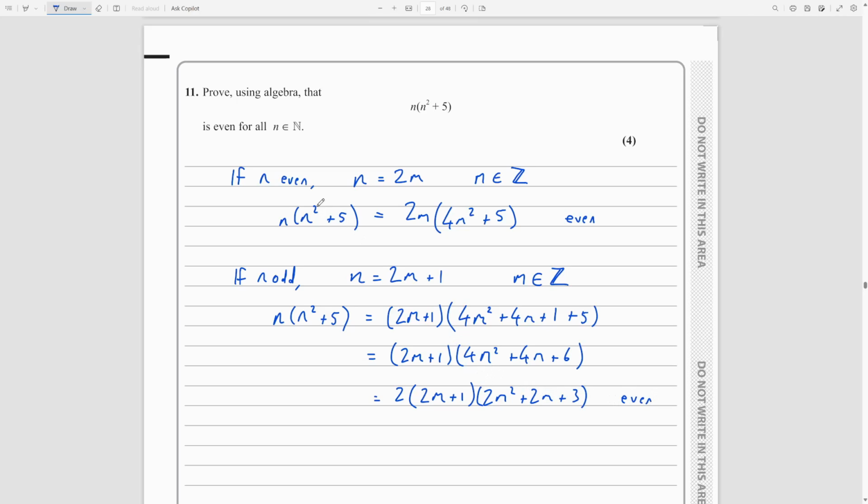So what we've shown is if n is even, the expression is even, and if n is odd, the expression is even.